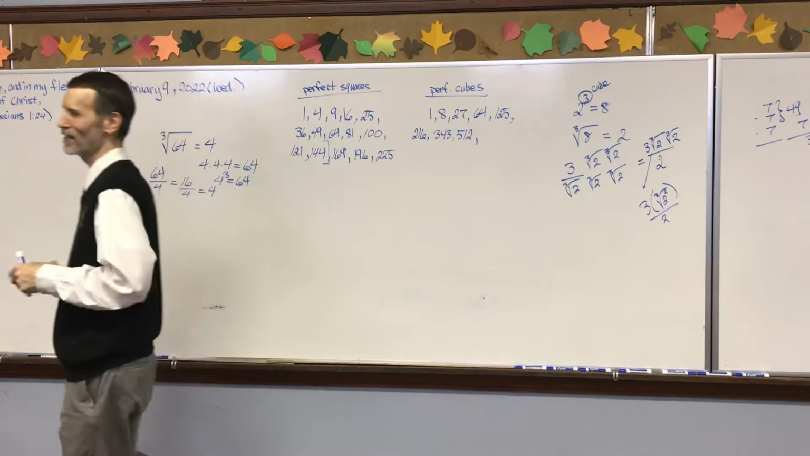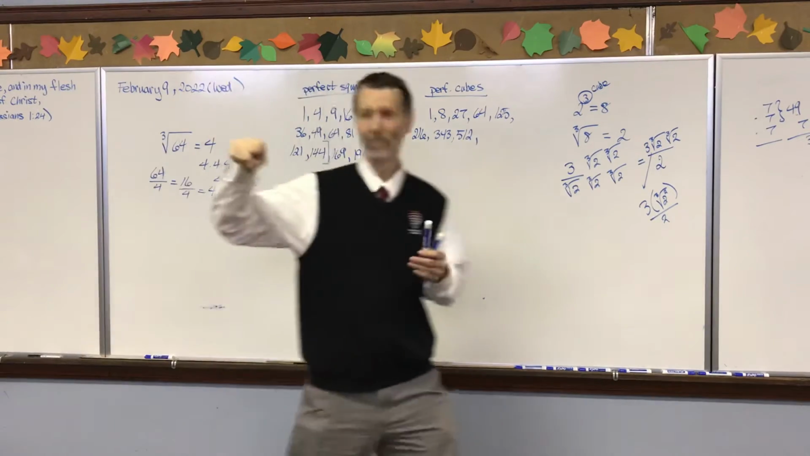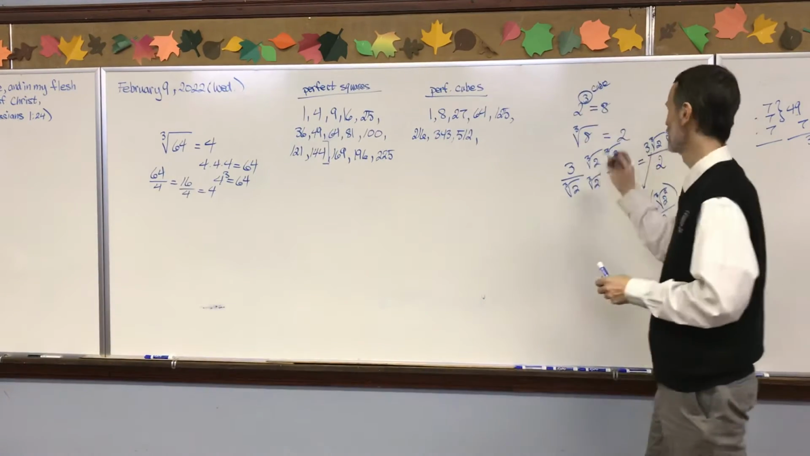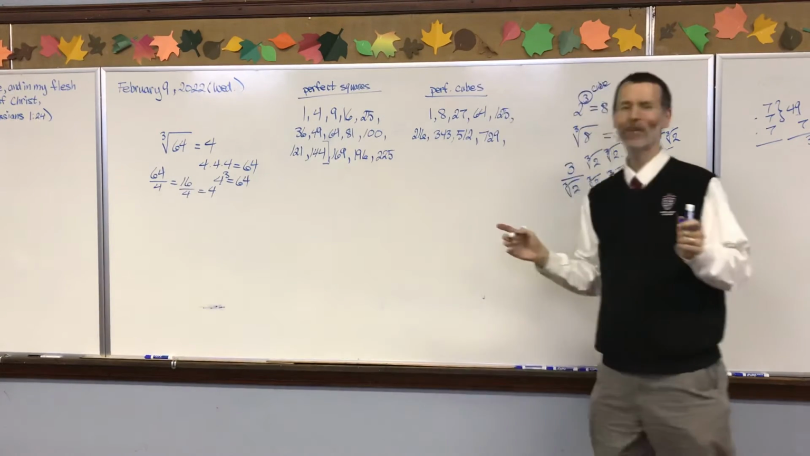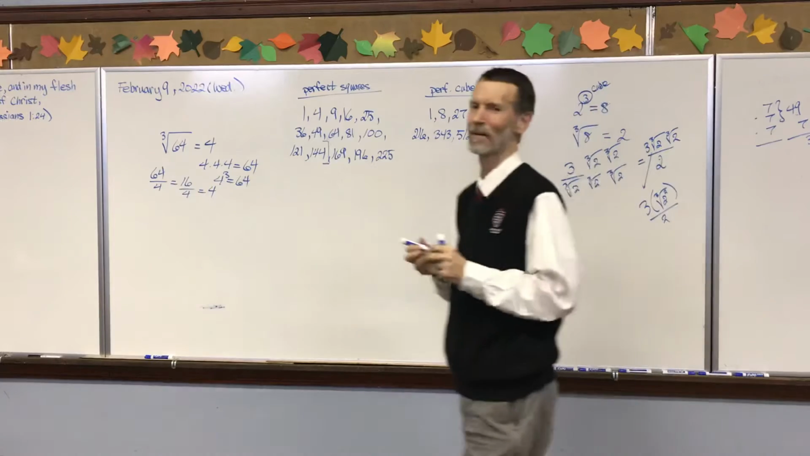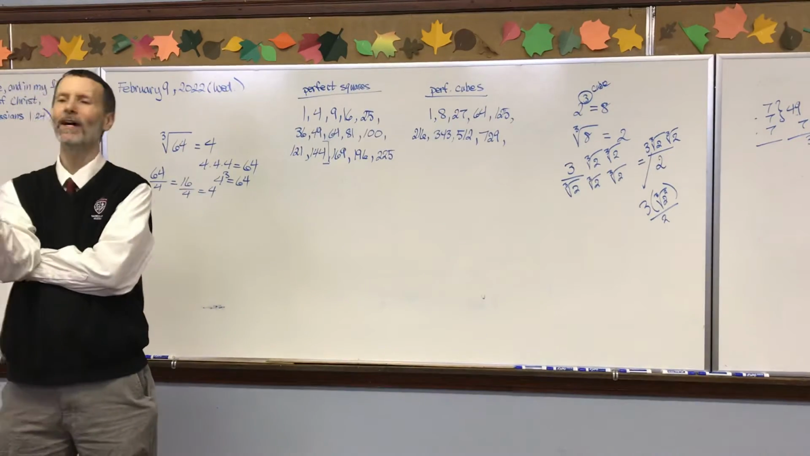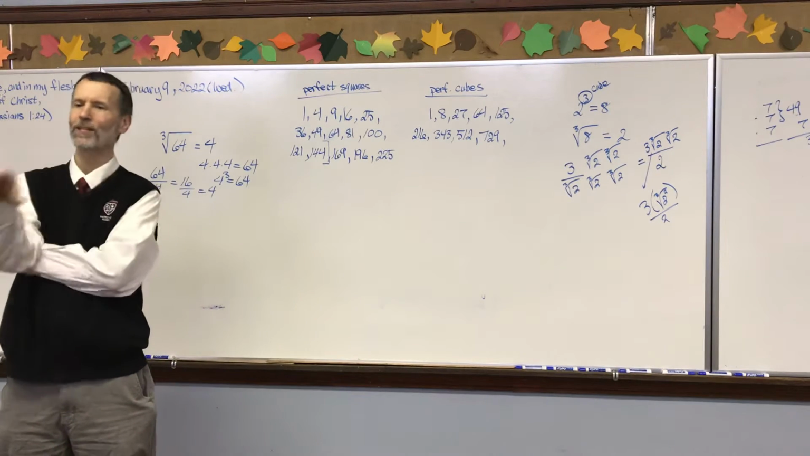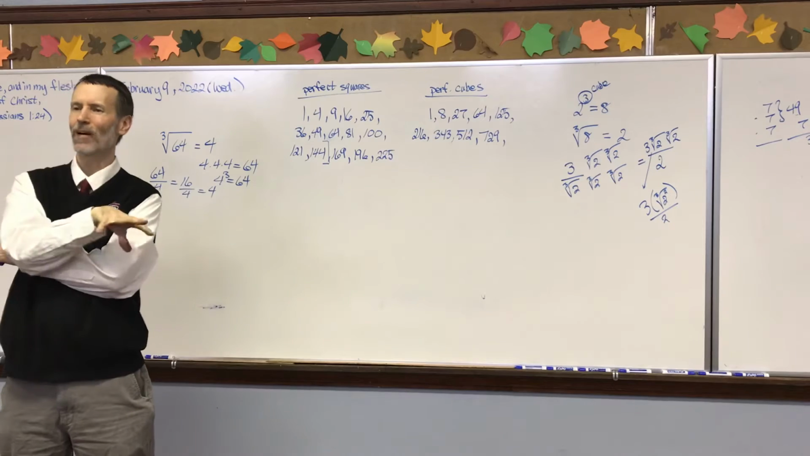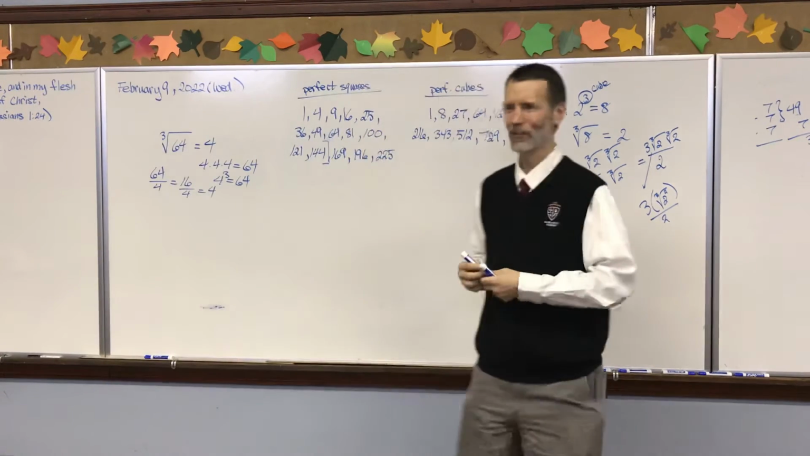Anybody know 9 times 9 times 9? 729. The sneaky one is, what's 9 times 9? 81. Now think of that in your mind: 81 times another 9. What I do is 80 times 9 and 1 times 9. So 720 and a 9, which is 729.